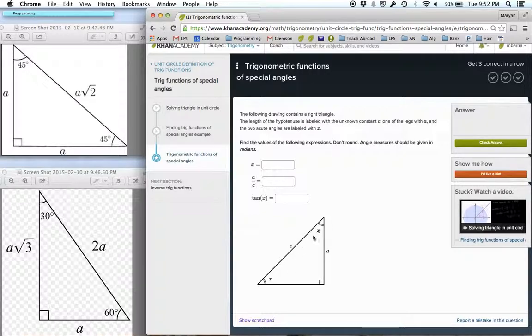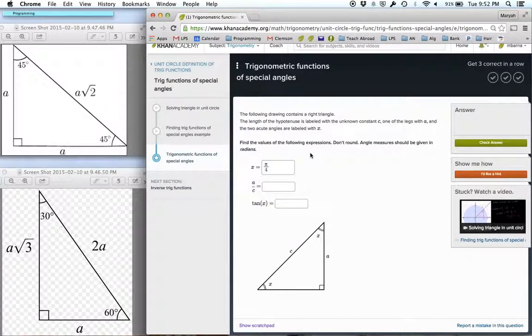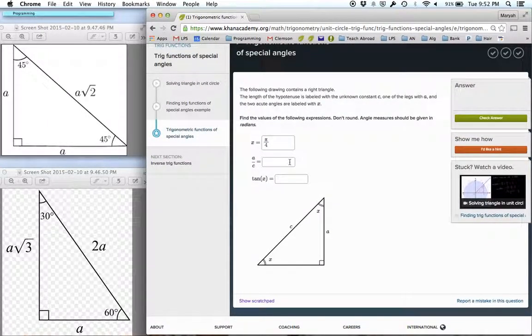I know that this is an isosceles right triangle because both of these letters are X, so I know that X is 45 degrees. Now, if you did this on the unit circle, the 45-degree angle is going to be at pi over 4. So we actually need to write this in terms of radians. Now, we need to solve for A over C. We don't know what the numbers' values of these are, but I know that this over that is going to be the same thing as A over A square root of 2.